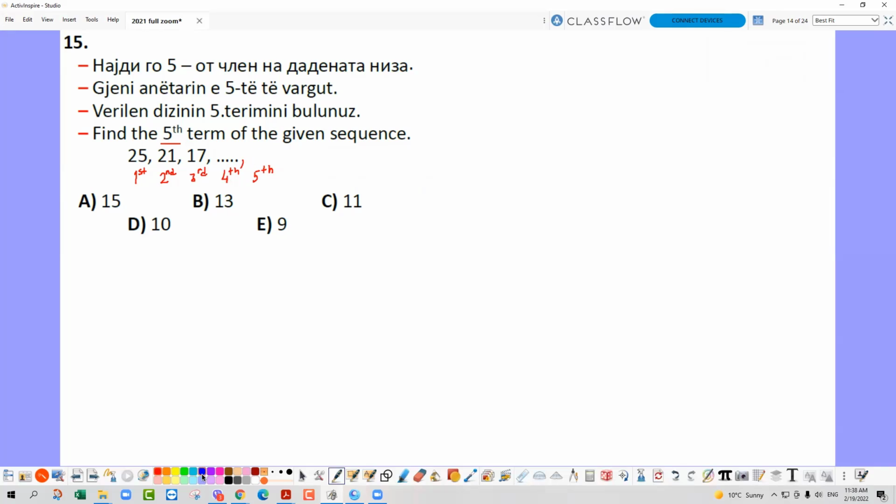With respect to this, I see that from 25 to 21, the difference is minus 4. And from 21 to 17, it is minus 4. So this is the common difference. And 17 minus 4 is equal to 13. That is already among the answers, because it is a tricky question, and you should not choose it, because we are looking for the fifth term, which is minus 4 again. That's going to be equal to 9. So 9 is our answer, which is E.